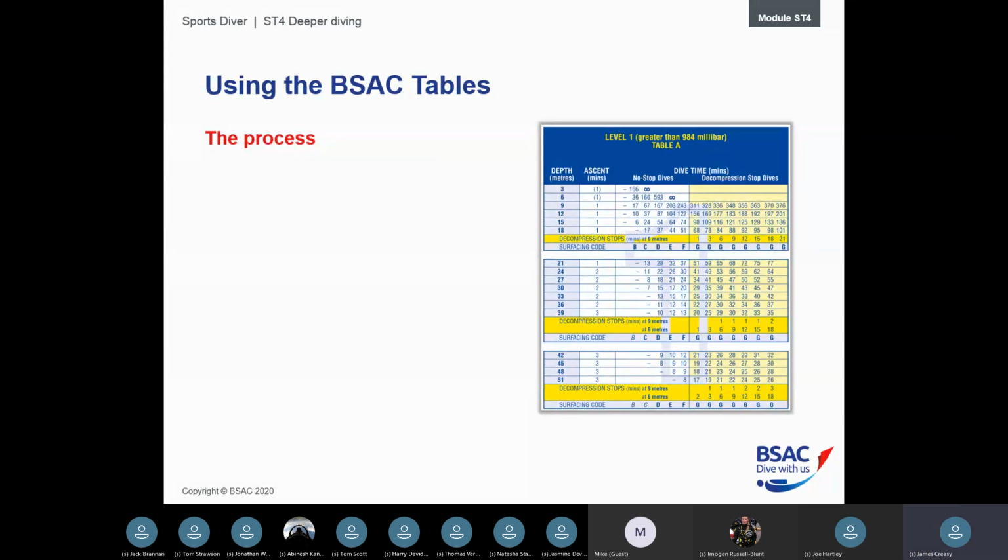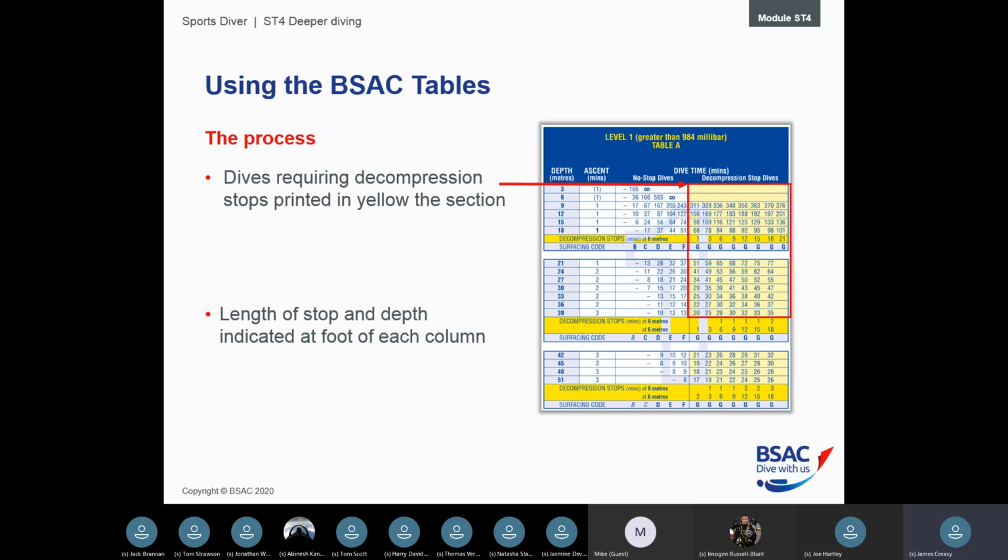So using the tables, the process is very much the same. But we need to look at the yellow row this time, where it says decompression stops. And also in the yellow part of the tables on the right there, which is indicated so lovely by the red rectangle. So the length of the stop and the depth is indicated at the bottom of each column.